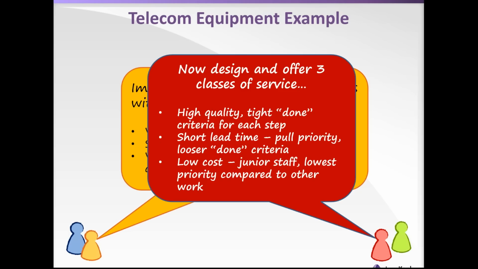So they get slightly lower quality than Verizon perhaps, but things move faster. Meanwhile, low cost for our T-Mobile customer might mean that we assign junior members of staff to their work. It takes lowest priority compared to others, so it can move more slowly, but we offer them a lower price.